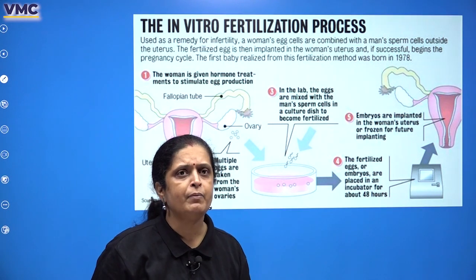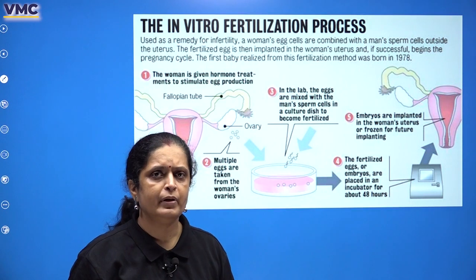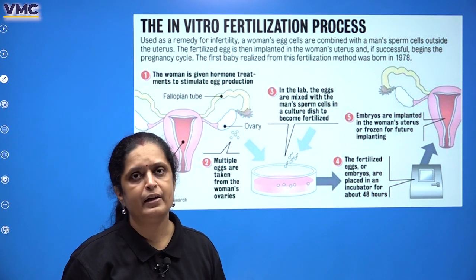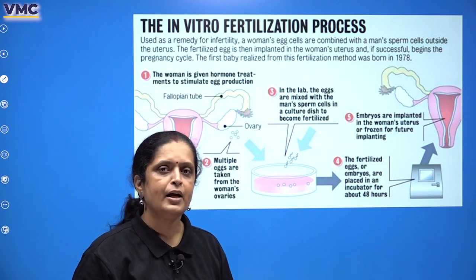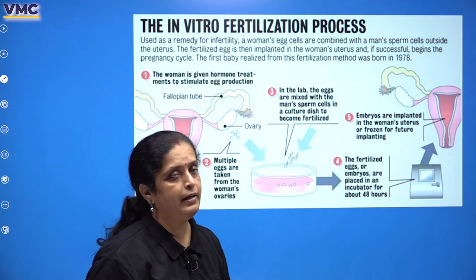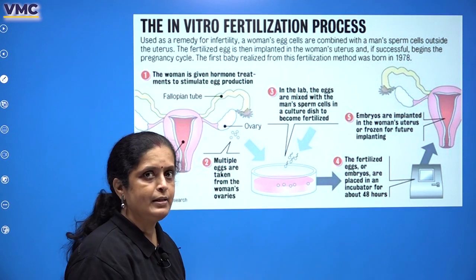So what if a female or a couple is having a problem in conceiving, and the fertilization is not happening naturally? Can they get medical help? Yes, they can get medical help where the fertilization may be done externally. This is known as the in vitro fertilization process.